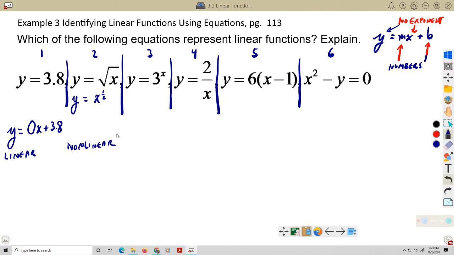What about number 3? Y equals 3 to the power of x. This is what we call an exponential function because the input variable is an exponent. It's not the main number here. So this one is again nonlinear.